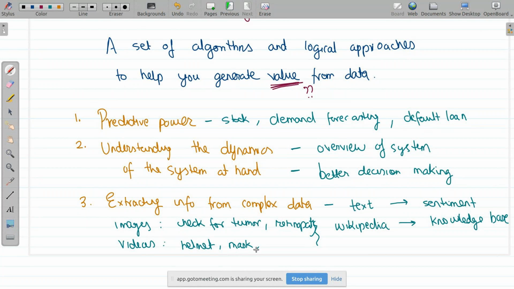So at a broader level, these are the three types of things the machine learning domain deals with. First thing is predictive power. Second is more dealing with visualizations and better conveyance of information, conveying information in form of stories, in form of visuals. And the third is extracting information from complex data. Everything can be at a broader level considered under machine learning.